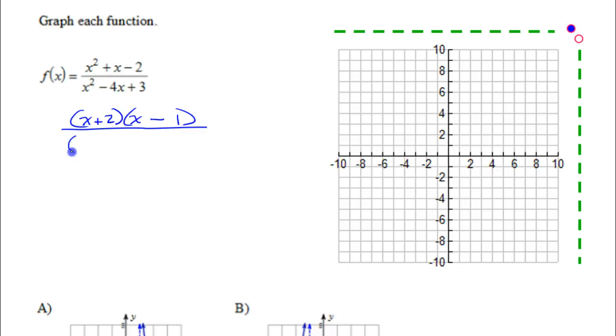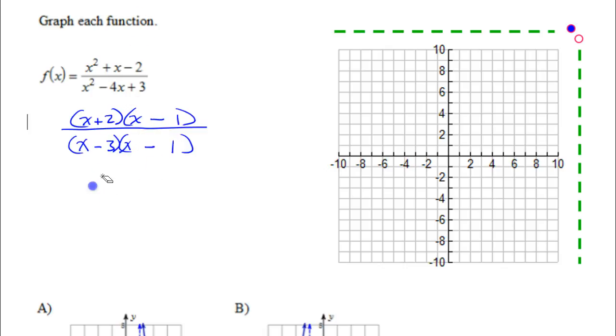Now I'm going to factor the denominator in the same way. x squared would be x times x. 3 can only be 3 times 1. Inner plus outer equals middle. Inner I have 3x, outer I have 1x. I'm trying to get negative 4 in the middle. So that means both of these would have to be negative.